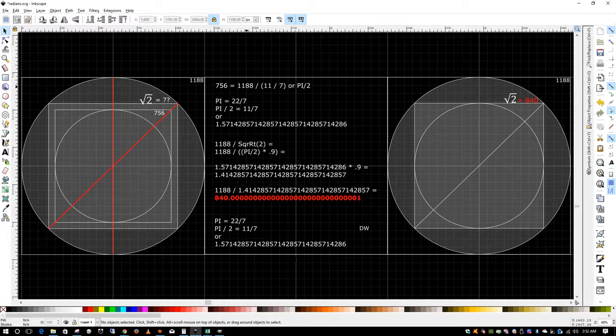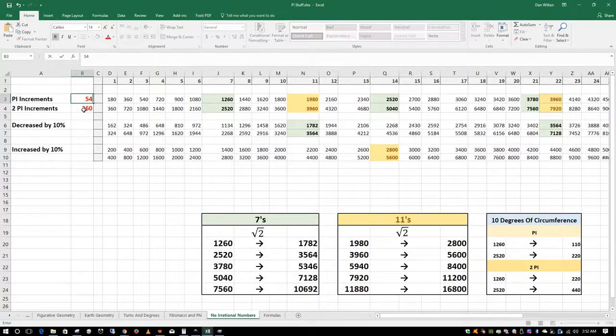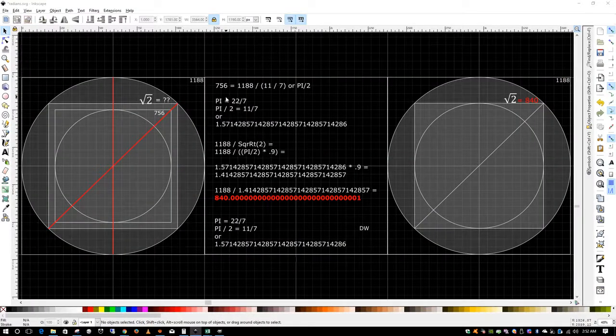So if we take 1188, and we know this because we can do this real quick, just to show you. If we take 54 as our pi increment, we can see that 756 is the 7 using 108, and on the 11 it's 1188. Okay, so we don't need to use any kind of pi or anything like that in order to figure this out. And we can see that the square root of 2 of 378 is 534.6. The square root of 2 of 756 is 1069.2. Only by decreasing or increasing.